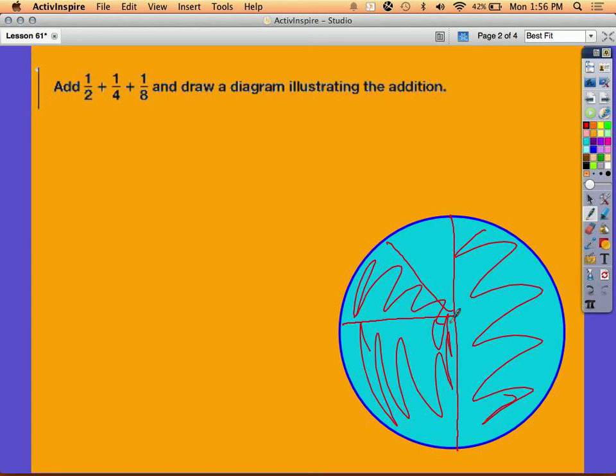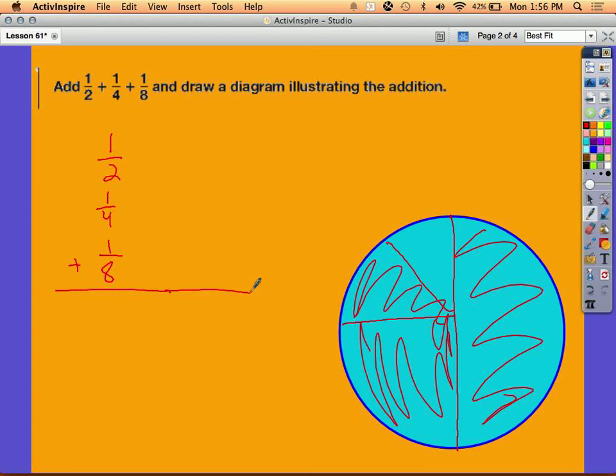So looking at that, I have 7/8 filled. Now let's do the addition and see if we get the same. So I have 1/2, 1/4, 1/8. You don't need both plus signs, I could just have one.